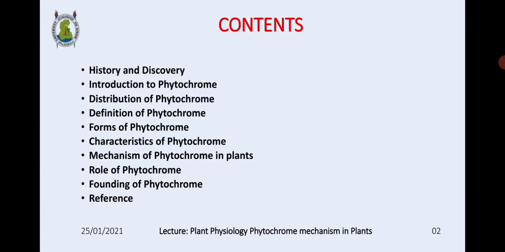So these are my contents: history and discovery, introduction to phytochrome, distribution of phytochrome, definition of phytochrome, forms of phytochrome, characteristics of phytochromes, mechanisms of phytochromes in plants, role of phytochromes, findings on phytochromes, and references.